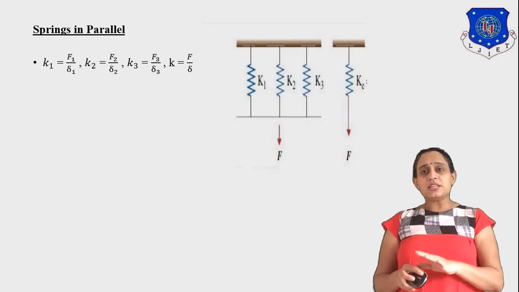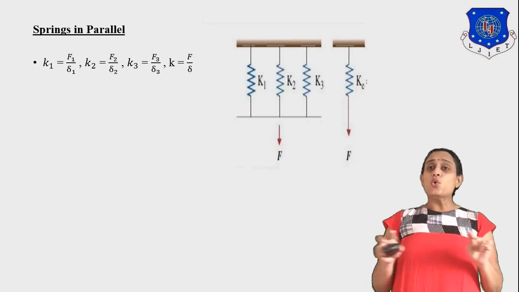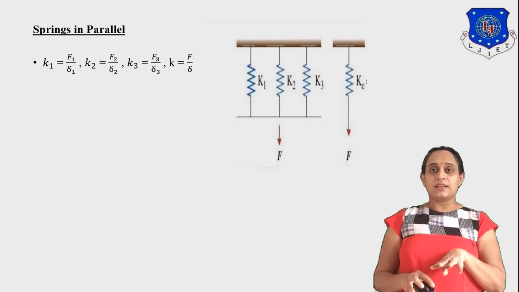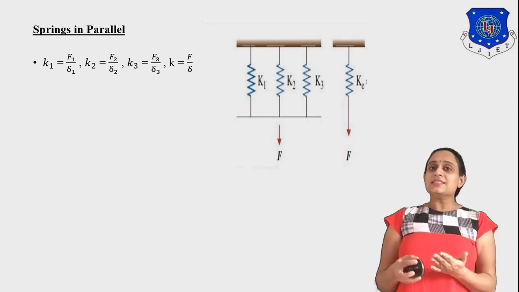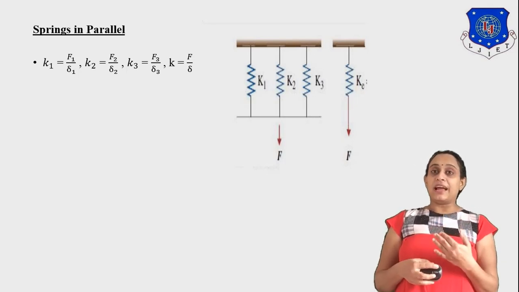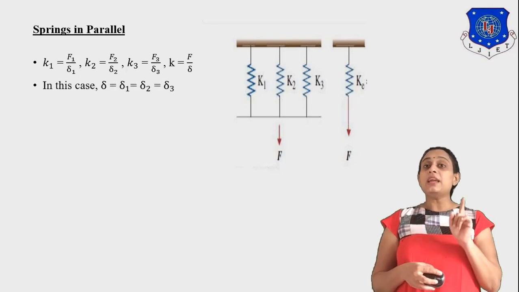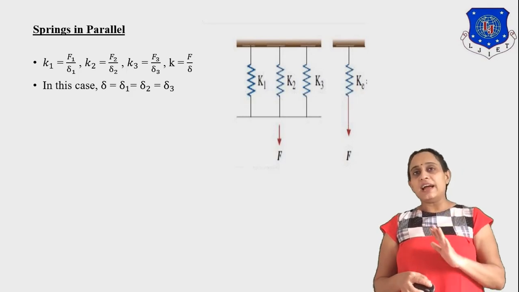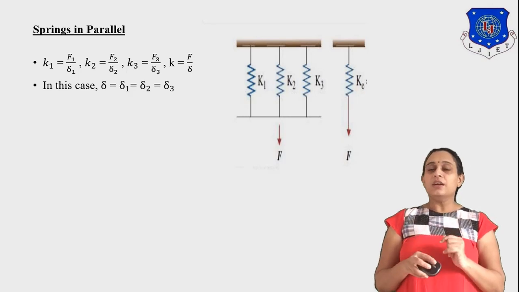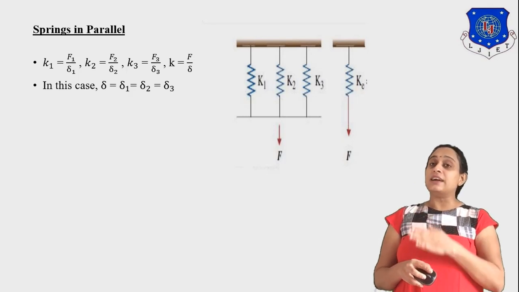Now, if you see in our first diagram, three springs are attached in parallel and the force acts downward on all three springs. Clear? If we see this kind of diagram, what does it represent? In this case, we have to assume that the deflection of all the springs is similar. It means delta is equal to delta 1 is equal to delta 2 is equal to delta 3.